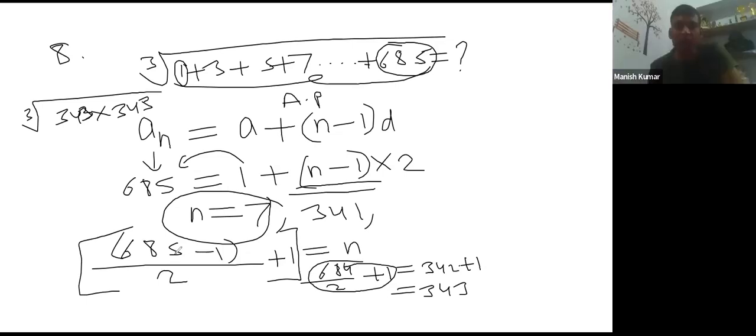So first we solve the bracket one. 685 minus 1 is 684. 684 by 2 plus 1. And this is equal to this. We are not equating any side. We are just finding the value of 684 by 2 plus 1. That is 342 plus 1, that is 343. Okay. Now the sum of first n odd natural numbers we have.